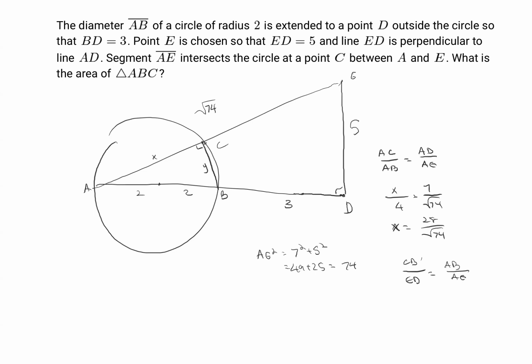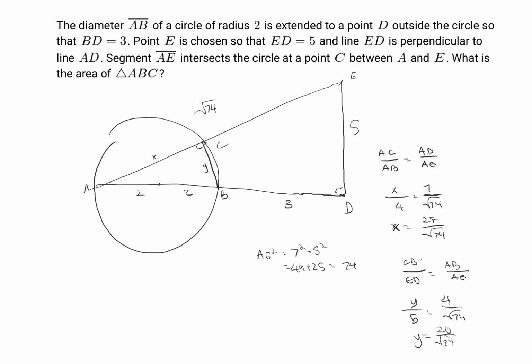So CB is y, over ED, 5, so y over 5. God, my pen stopped working. Give me a minute. All right, okay. Y over 5 equals 4 over square root 74. And if we look, y equals 20 over root 74. Right, okay, that looks a lot nicer than the other one.